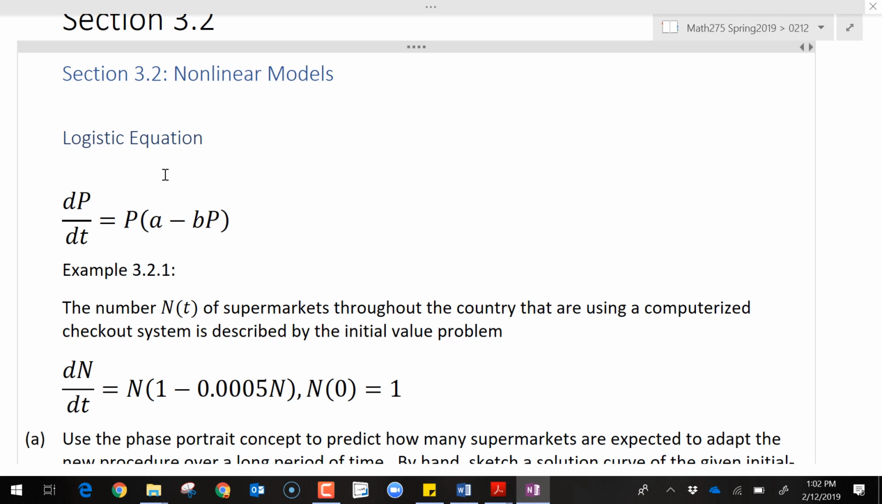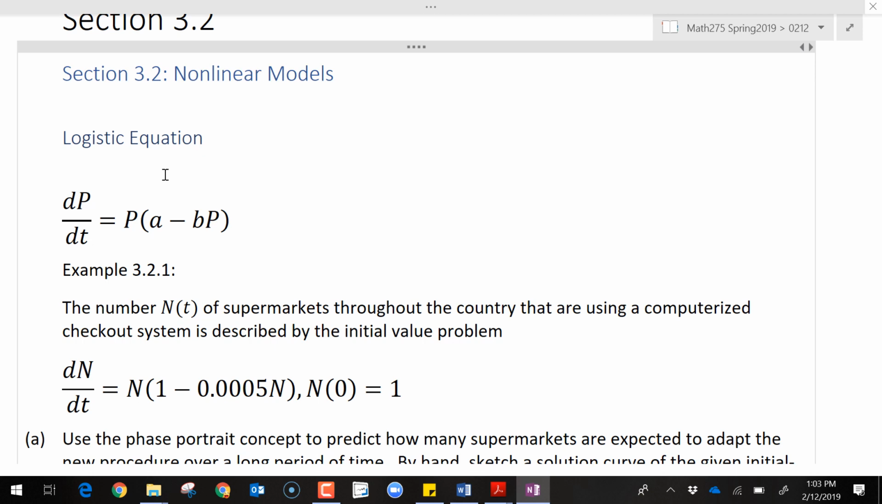So here's an example. It says the number of supermarkets throughout the country that use some sort of computerized checkout system is described by an initial value problem. Here they give you the initial value, so that's kind of nice. Really all you're doing is solving for it. But a lot of times in this section, your task is to model it, so your task is to come up with this differential equation before you solve it. I'm not sure how I'm going to test you on that yet. I might go back to the techniques in chapter 3 where they just tell you to set up the equation and not solve it, because I'll probably give you other things to solve anyways.